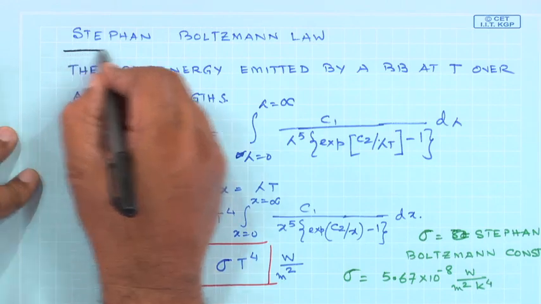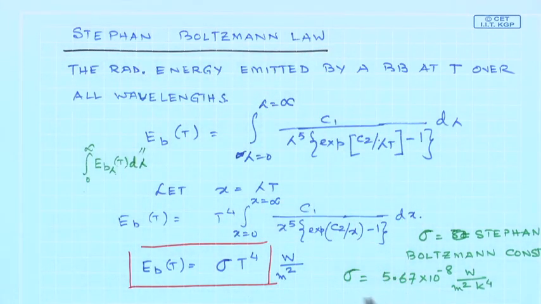So, this is one of the unique laws of radiation, which tells you that the total energy emitted by a black body at an absolute temperature T per unit area per unit time is a function of absolute temperature to the power 4, and the constant of proportionality is simply sigma, which can be evaluated by evaluating this definite integral, and it has a numerical value of 5.67 into 10 to the power minus 8, and this sigma is known as the Stefan-Boltzmann constant.